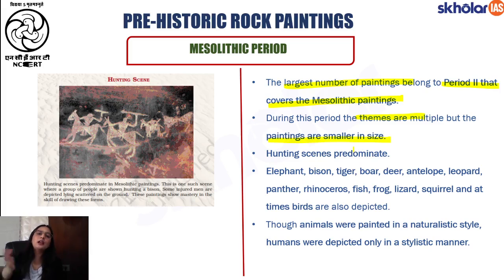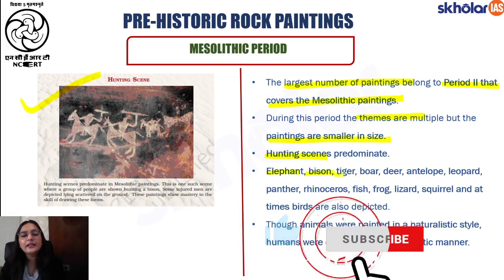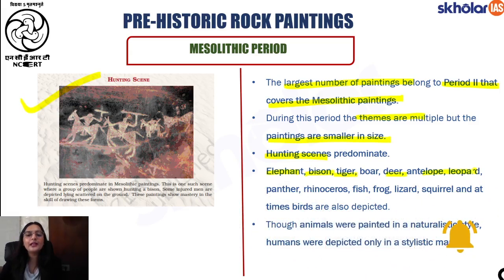Okay, so compared to the Upper Paleolithic period, wherein the depictions were done in a grand form, wherein all the objects were painted in a large surface area, now in the Mesolithic period, the paintings were comparatively smaller in size. Alright. Now, under these Mesolithic paintings, the most dominant theme were the hunting scenes, as shown in this particular image as well. And there were many animals also, students, that were being depicted, which include elephant, bison, tiger, deer, antelope, leopard, etc.